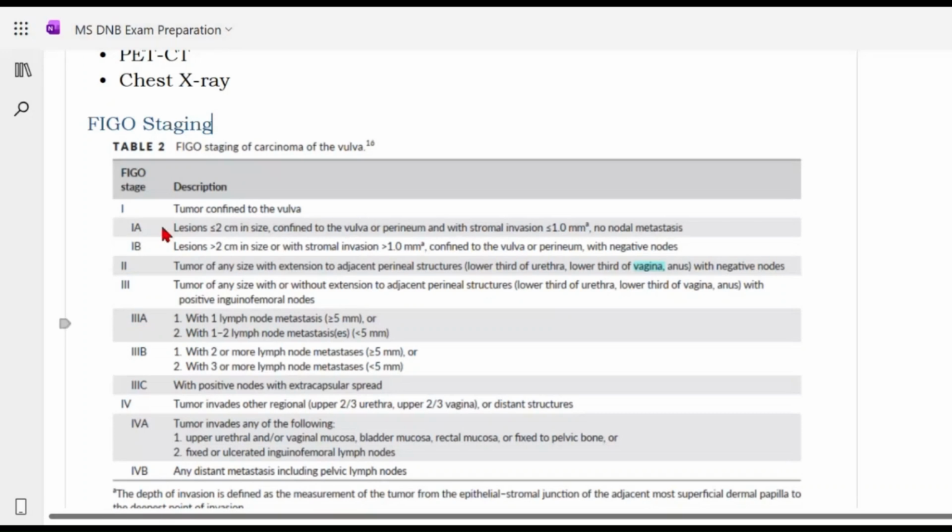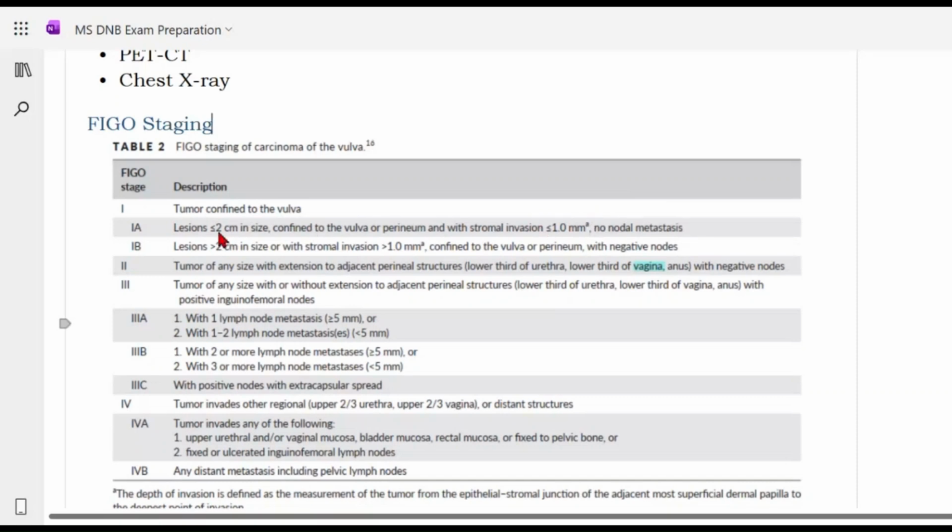So stage 1 is a tumor which is confined to the vulva, which is again divided into stage 1A and 1B. Now what does 1A mean? A lesion which is less than or equal to 2 centimeter in size, confined to the vulva or perineum, with stromal invasion less than or equal to 1 millimeter, no nodal mets. Here they have mentioned the lesion should be less than or equal to 2 centimeter in size. It is confined to the vulva or perineum, and the invasion is up to 1 millimeter. So up to 2 centimeter size of the lesion, restricted to the vulva, and depth of invasion or the stromal invasion is less than or equal to 1 millimeter.